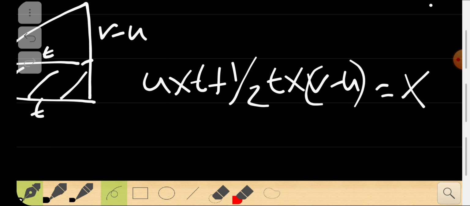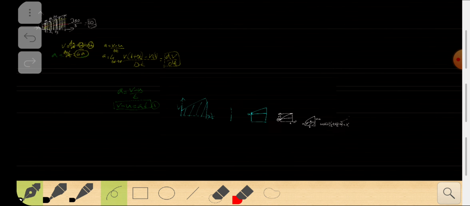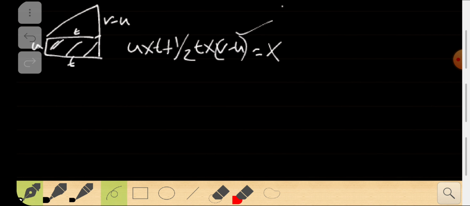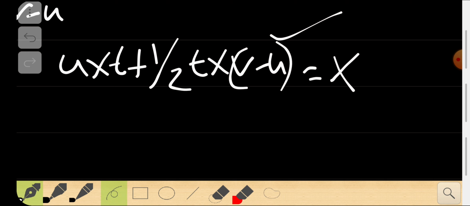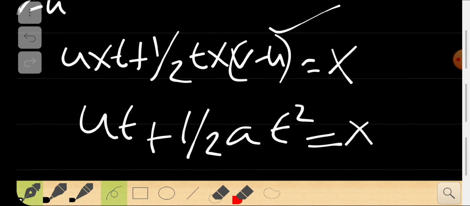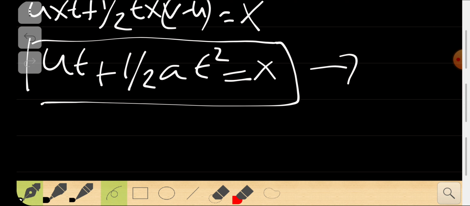v minus u, as you remember, we did in the first equation. If you look at the first equation, you can see that v minus u is just at. So we can substitute for v minus u right there. So you get ut plus half a t times t, which is t square, which is equal to the distance. So the total distance is ut plus half at square. That's the second equation of motion for you guys.